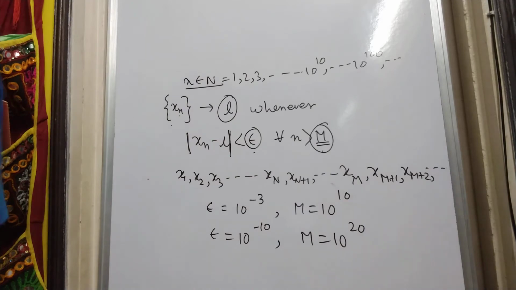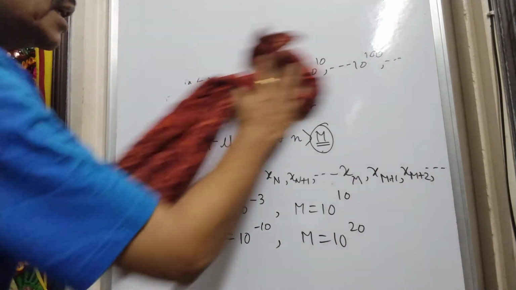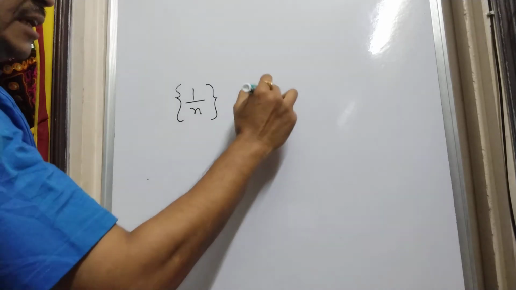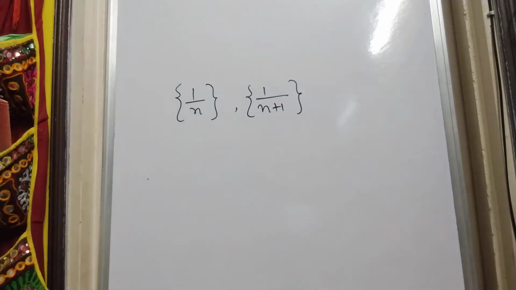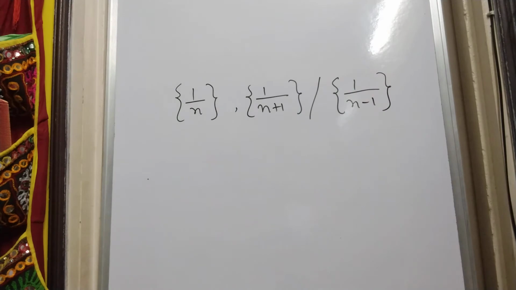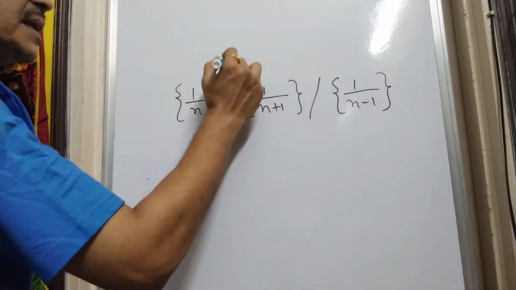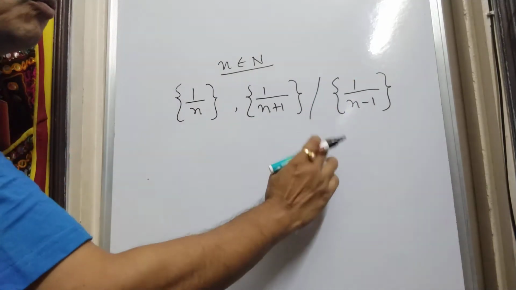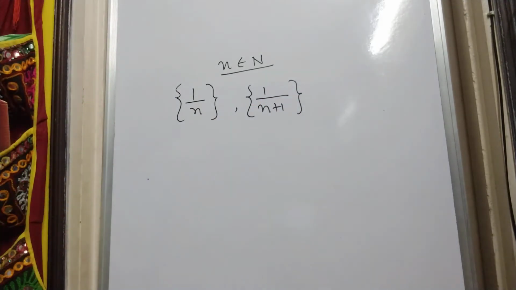Let us explain it with a very specific example of the most effective and talked about sequence, 1 by n. I would like to request the viewer to think about these two sequences also. Remember that n is a natural number, a positive integer. So obviously you could easily apprehend that this is not defined, because 1 by 0 is not defined, but this is defined and this is also defined.